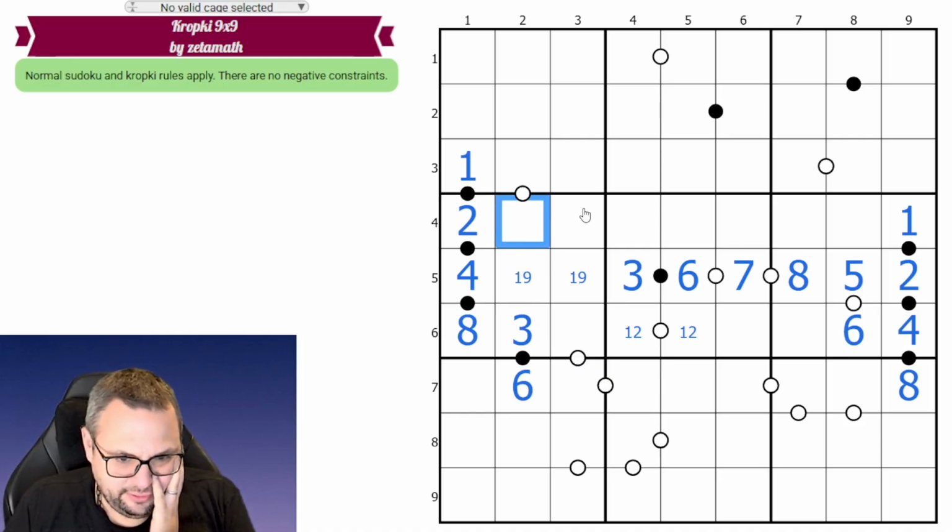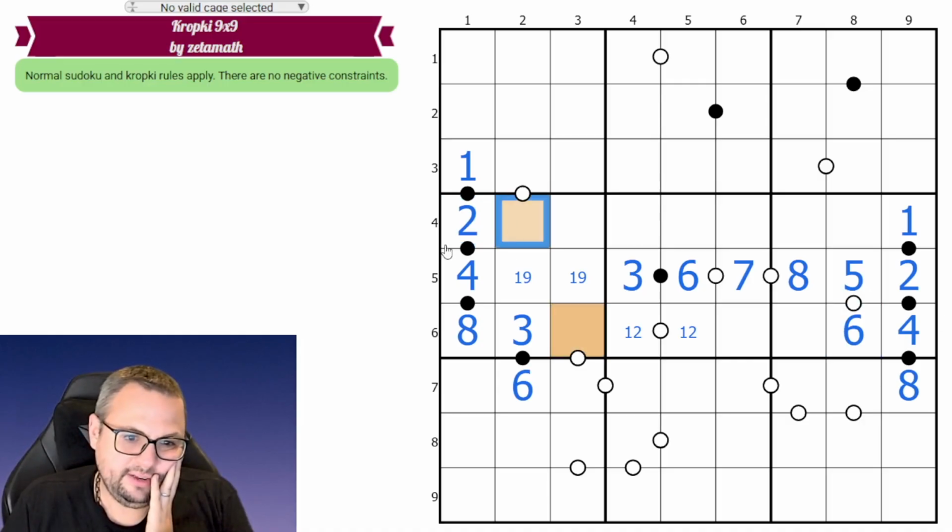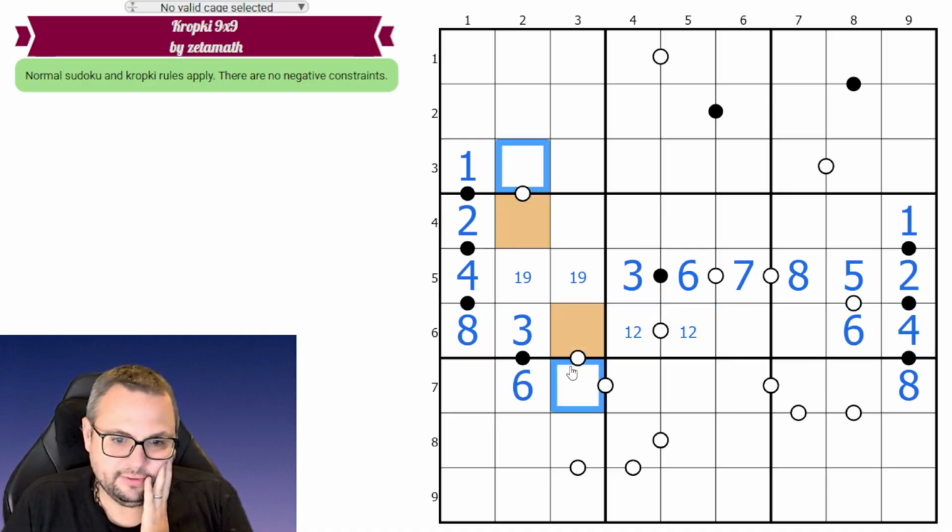Eyeballing this digit and that digit, and the reason I'm eyeballing these digits is these two digits see every even digit. So these are definitely odd. This digit sees 2, 4, and 8 here and 6 here. This one sees 2, 4, 6, and 8 there. So those are odd, which means these are even.